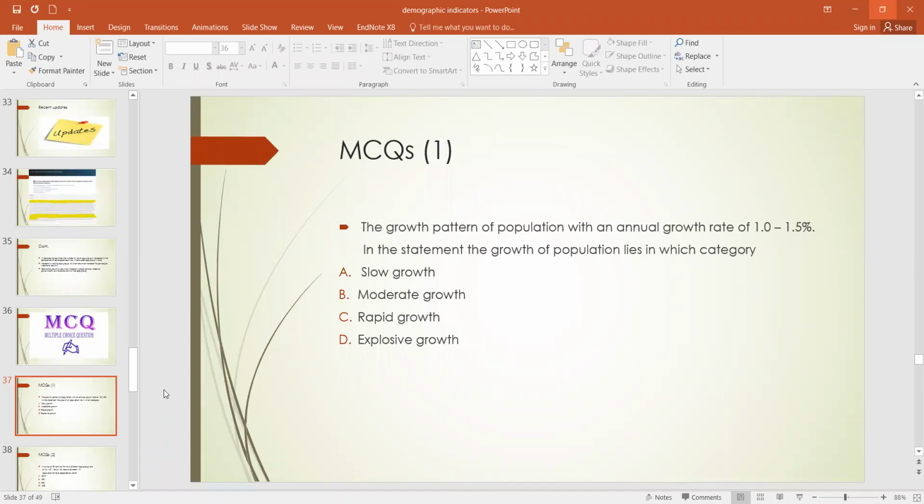C is the right answer: rapid growth. Because in slow growth, the growth rate of the country is less than 0.5%. When it is more than 0.5%, then it is moderate growth. And when the percentage falls between 1 to 1.5%, then it is rapid growth.